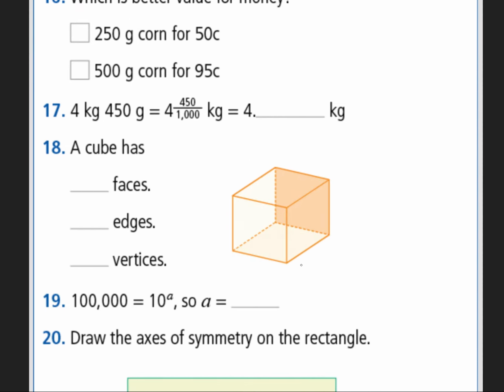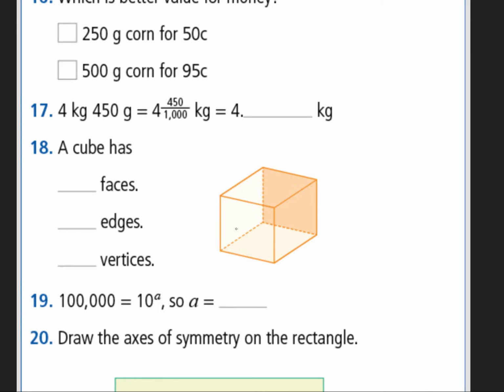Question 18, a cube has how many faces, how many edges, and how many vertices? Now I'm just going to show you here. I'm going to do vertices first. The vertices are the points on the cube where the edges meet each other. So I'm after putting a dot on all of those there, so you can count those up.